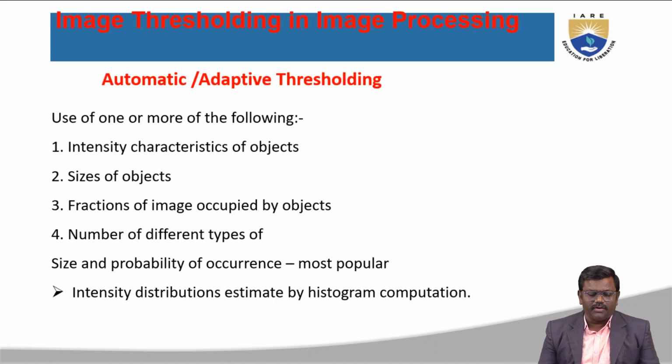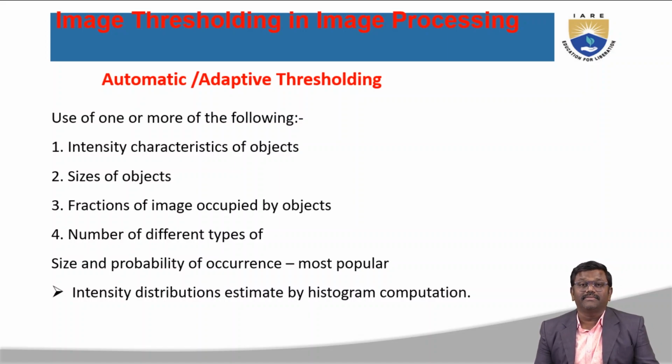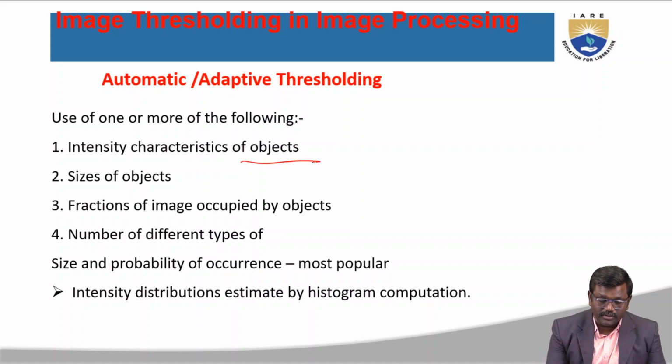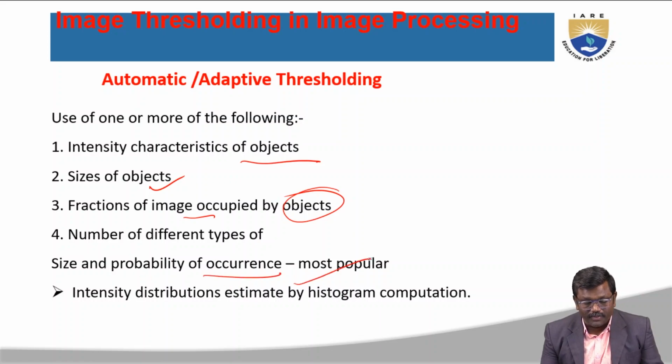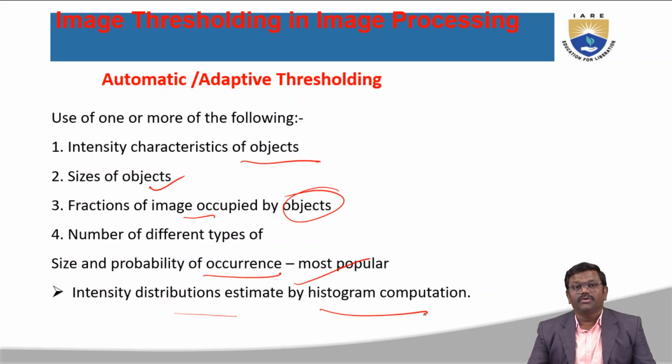You generally use one or more of the following important factors: intensity characteristics of the object, size of the object, fraction of the image occupied by the object, and the number of different types, sizes, and probability of occurrence of the most popular image objects. Intensity distribution is estimated by using the histogram computation, which we are going to use to define adaptive thresholding or automatic thresholding.